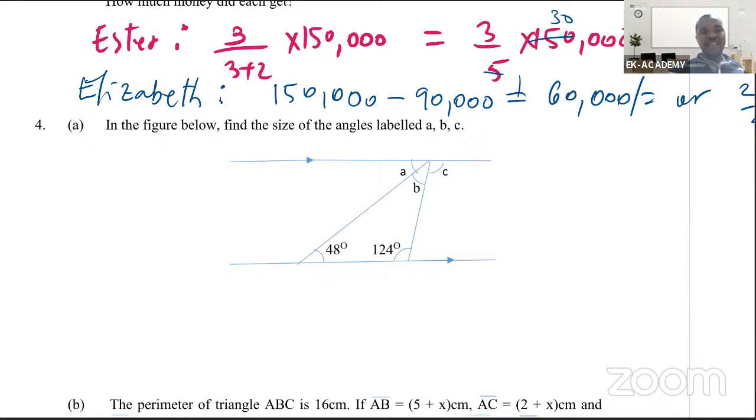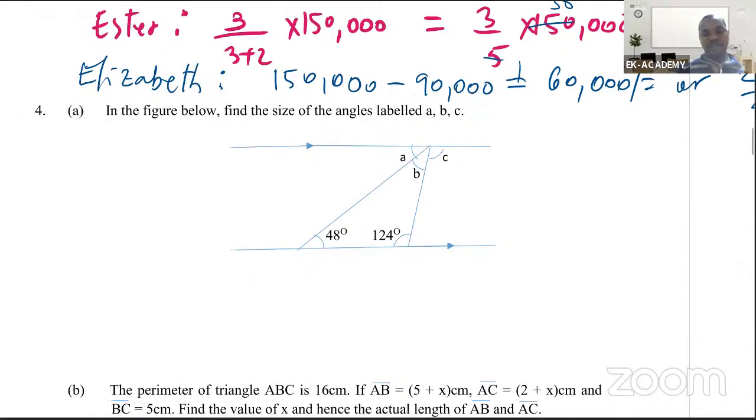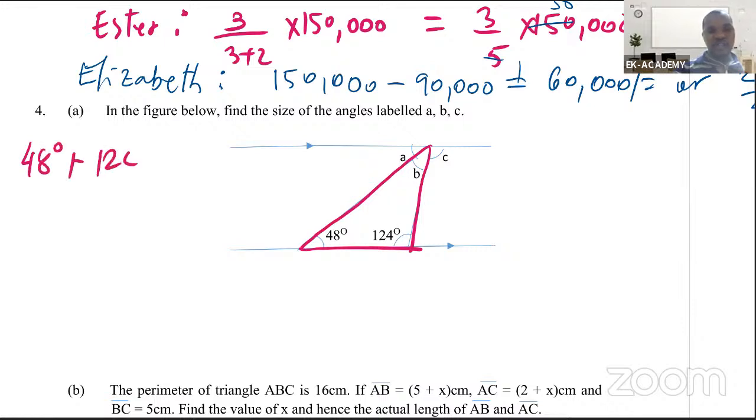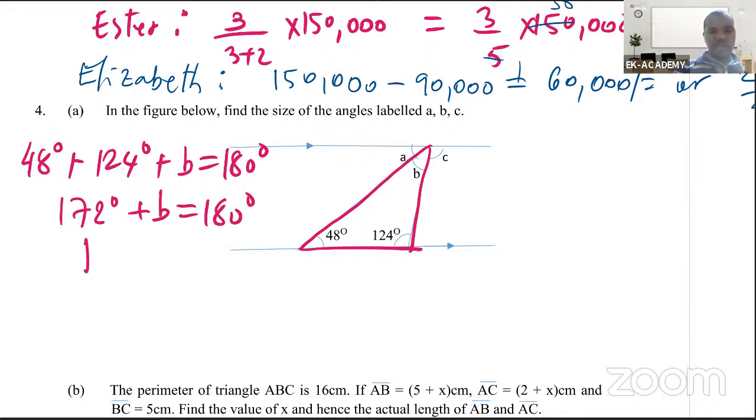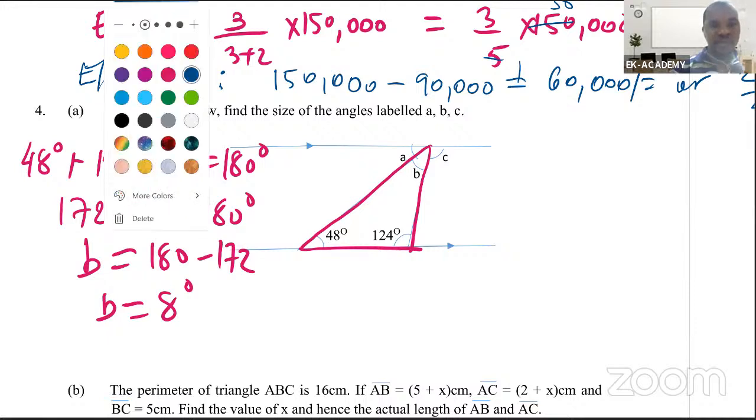Question number 4: in the figure below, find the size of the angles labeled A, B, C. Okay, good. First of all, we can consider the triangle. So this is a triangle, and the sum of all interior angles equals 180 degrees. So you have 48 degrees plus 124 degrees plus B equals 180 degrees. When you add, you get 172 degrees plus B equals 180 degrees. So B equals 180 minus 172. B is 8 degrees.